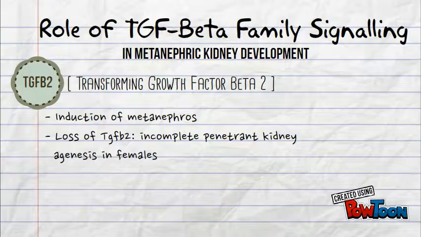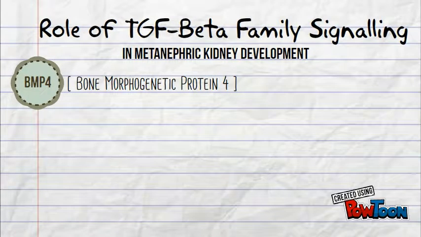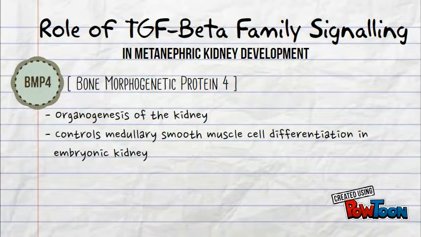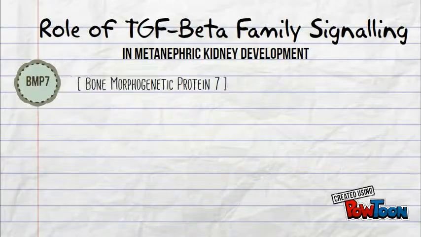The loss of this growth factor gives rise to incomplete penetrant kidney agenesis in females, meaning that the genes of the kidney do not express some of the characteristics of phenotypes that is thought to express in the kidney. BMP4 is involved in organogenesis of the kidney, meaning that it aids the production and development of the organs in the embryo. It controls the medullary smooth muscle cell differentiation in the embryonic kidney.